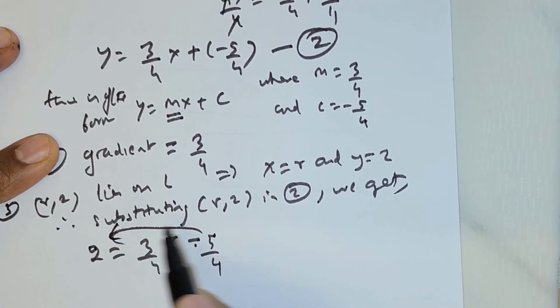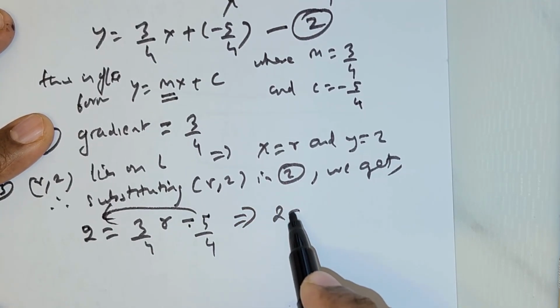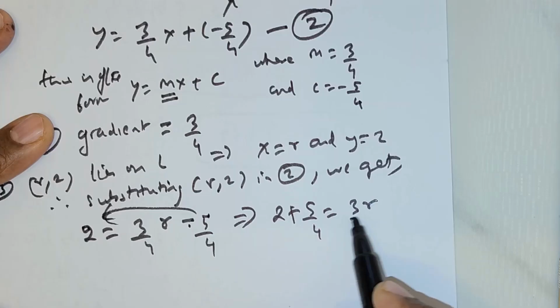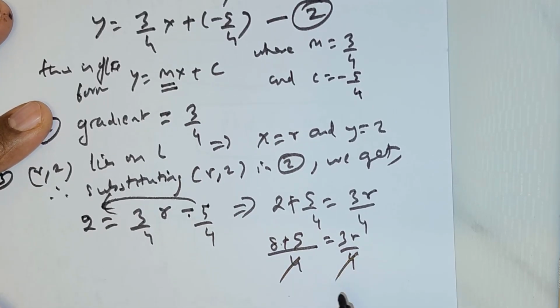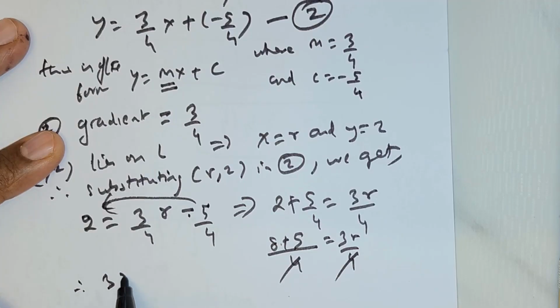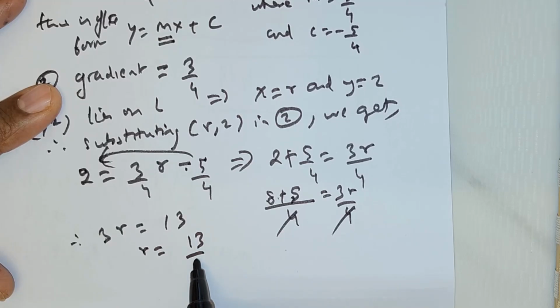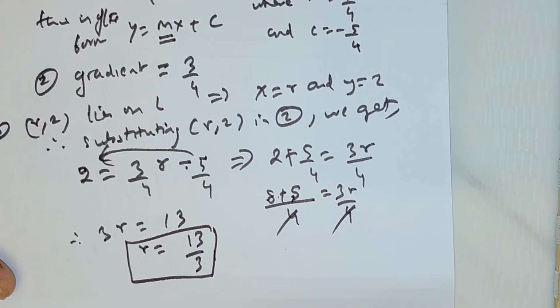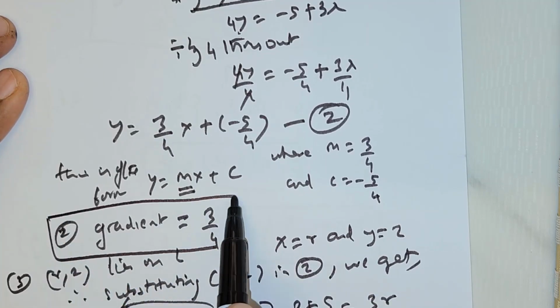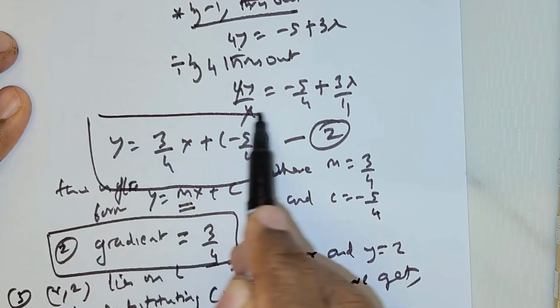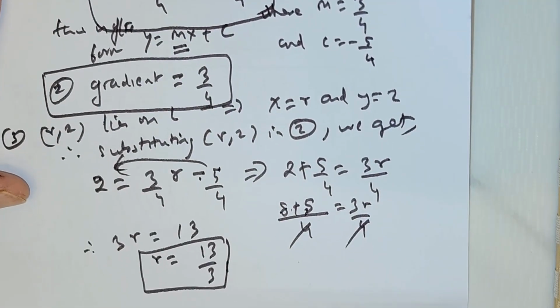Move this to the other side, to the left side. So this is going to give you 2 + 5/4 = 3r/4. The LCM is 4. 4 times 2 is 8, plus 5 is equal to 3r/4. The 4 on the left gets cancelled with the 4 on the right. So therefore you have 3r is equal to 5 added with 8, which gives you 13. So r is equal to 13/3. So 3 parts were asked and we have answered all the 3 parts. So we have boxed it. Probably you can box this gradient and box this line. Okay, so that completes this question.